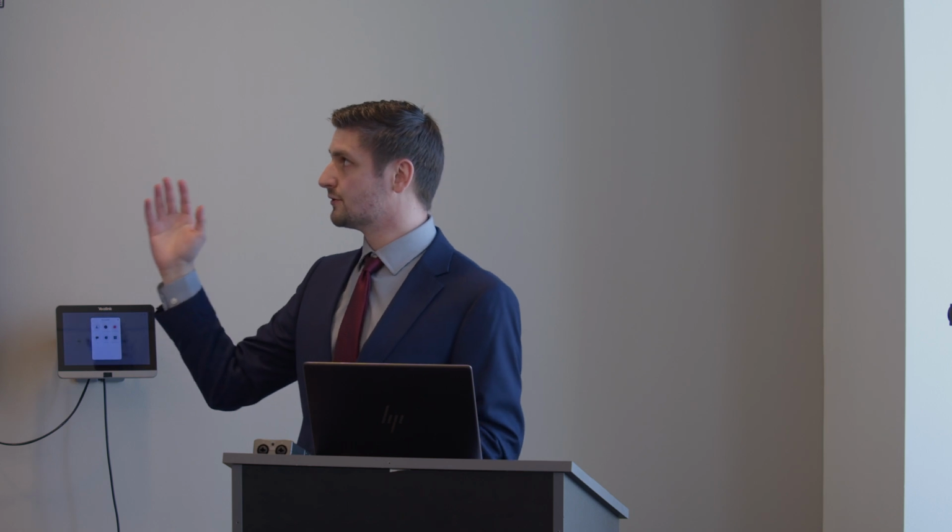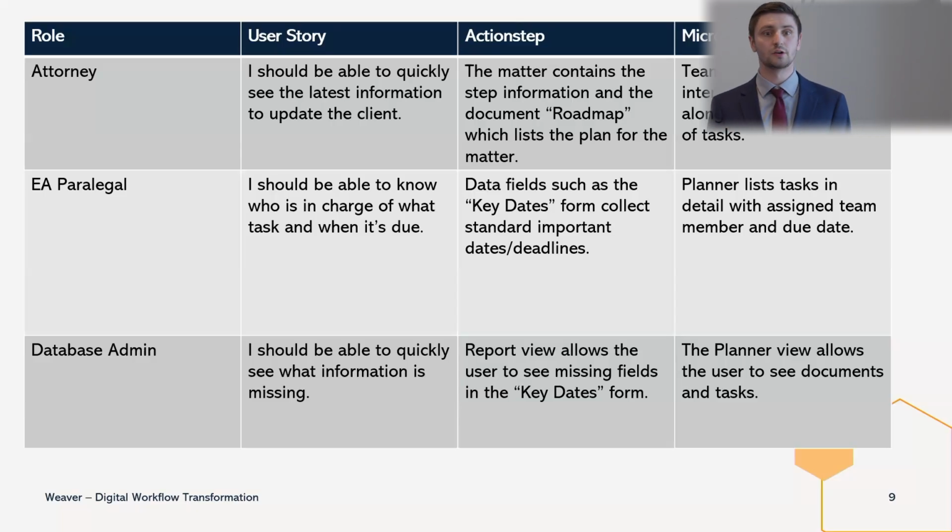So now within Actionstep, we're going to have a document called the roadmap, which lists the plan for the matter. This is created right after the first discovery meeting, and I think this will actually be the attorney and some paralegals working on drafting this as well. This will be telling the client, if you engage with us, this is how we're going to do it. And so we have that.